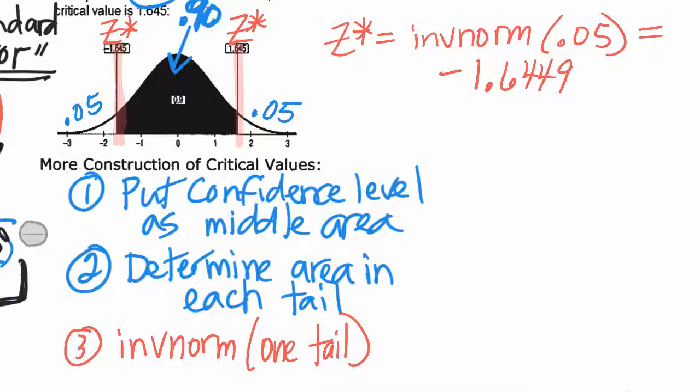Okay, so the odds told the evens last time, so evens tell the odds. Why is inverse norm of 0.05 a negative z-score? Go.